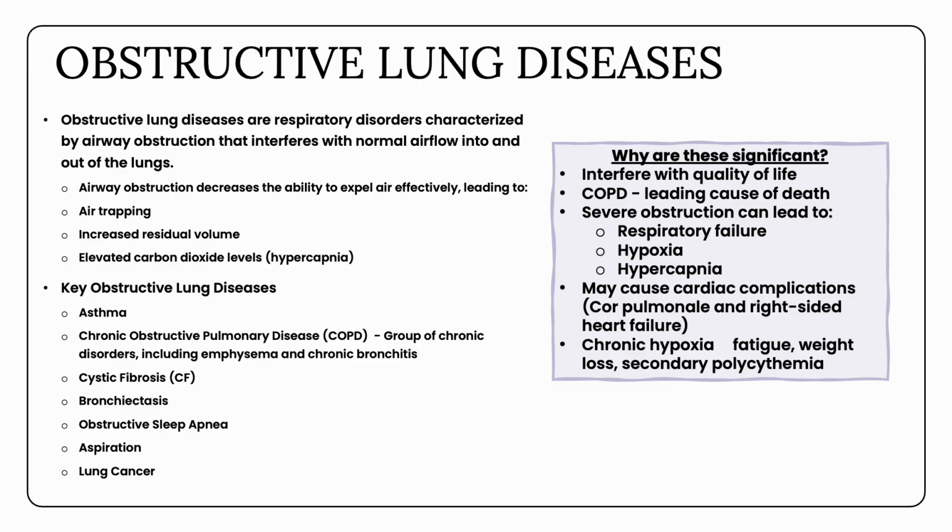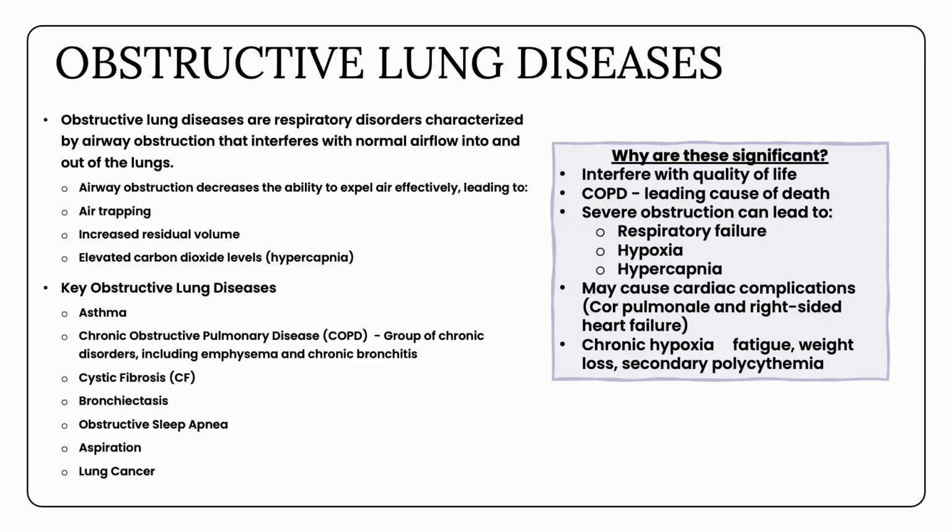So now let's talk about obstructive lung disease. Obstructive lung diseases are categorized by airway obstruction. This airway obstruction interferes with normal flow of air in and out of the lungs. It can result in decreased ability to expel the air effectively, which can lead to air trapping, increasing residual volume, because remember the residual volume is approximately 1,200 milliliters. You don't want that to be excessively high. So this is basically the air remaining in the lungs after maximal expiration. After you exhale completely, that's the air remaining in your lungs.